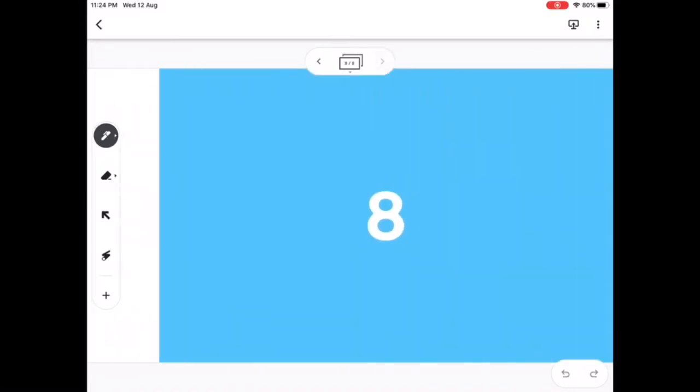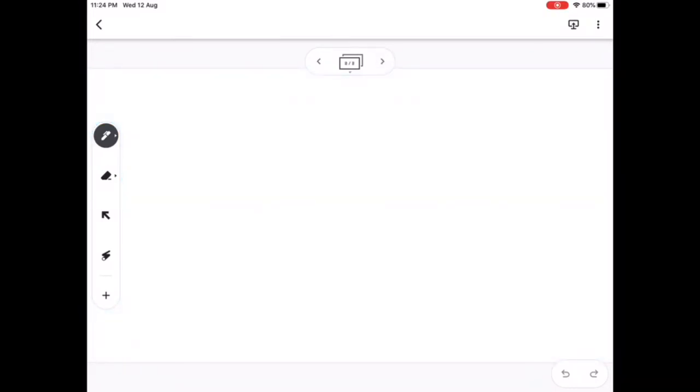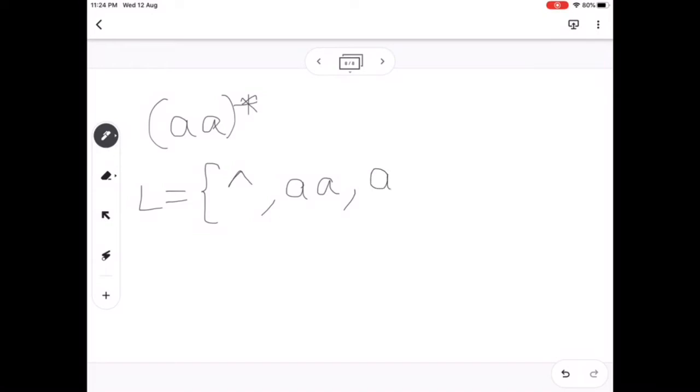If I take some more examples, if I write A A whole star, what will the language contain? As it is star, it can either contain empty, it can contain AA, and since there are two A's, it will always be a multiple of 2. So 4 A's, 6 A's, and so on.